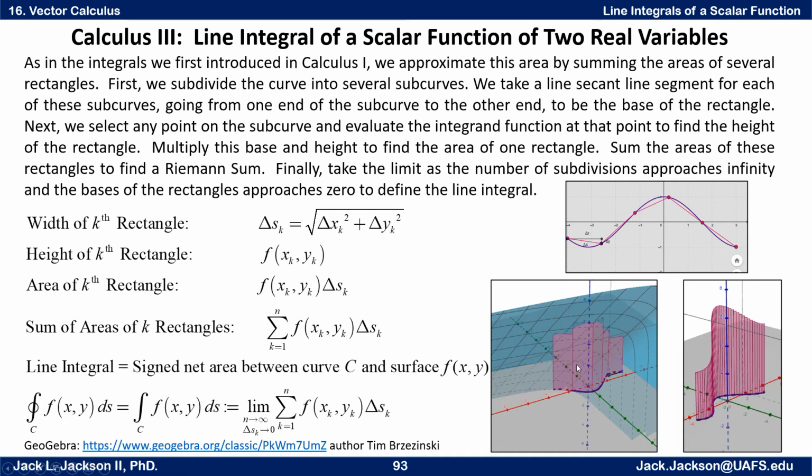Sum those up, you're adding the areas of those rectangles. Take the limit of that as n approaches infinity and the widths of all those rectangles go to 0, and we have what we call the line integral. It's the signed net area between the curve and the surface.